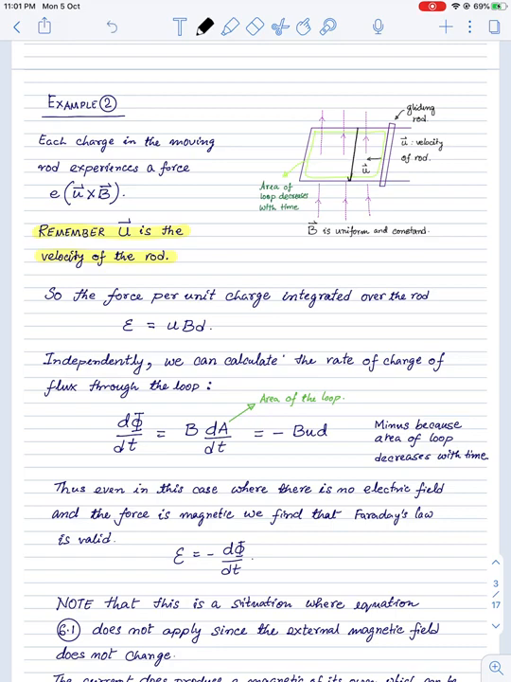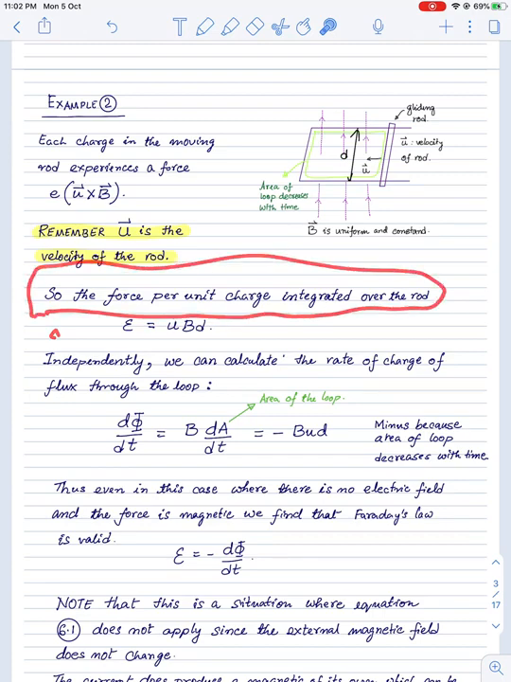So this is d. Okay, so this I should write perhaps. This distance here, this distance is what I'm referring to as d. Okay, so in this case, therefore, minus u times d is basically the change of magnetic flux through this surface as the rod moves with a constant velocity u.